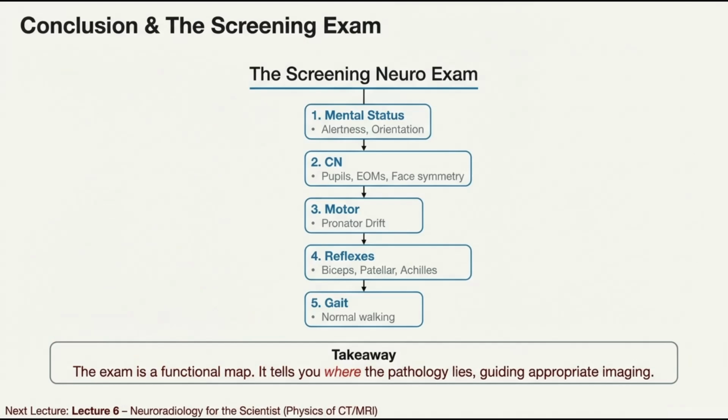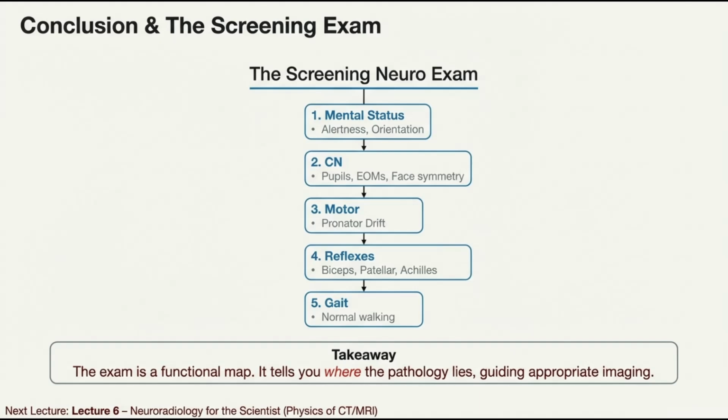Because obviously we can't do this full hour-long deep dive on every single patient who comes in with a headache. Right, practicality matters. So the screening exam is a compressed, high-yield version for low-risk or asymptomatic patients. What's in it? You check mental status, you check the key cranial nerves: pupils, eye movements, face. You do a quick motor check, and pronator drift is perfect here. It's so high yield. You check a few key reflexes, and you watch them walk. If all of those things are normal, the probability of a major focal neurologic lesion is very, very low.